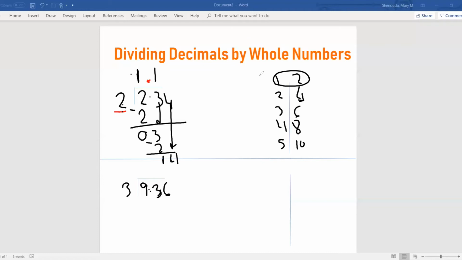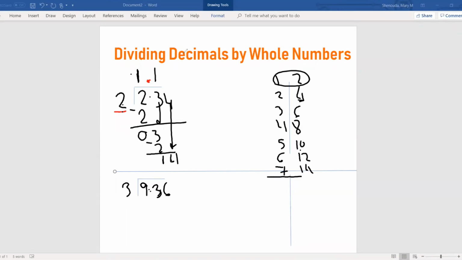2 goes into 14. So I've got to keep going with the T-chart. 6 times 2 is 12. 7 times 2 is exactly 14. So I could stop right there. 2 goes into 14 7 times. 7 times 2 is 14. And then I'll get no remainder. So my answer is 1 and 17/100.